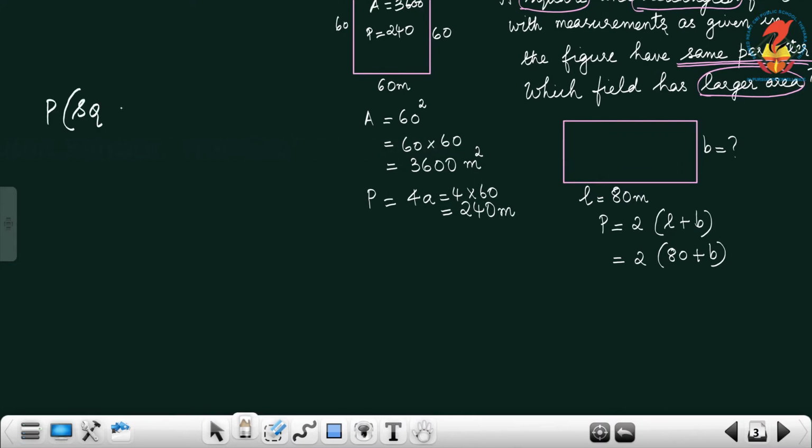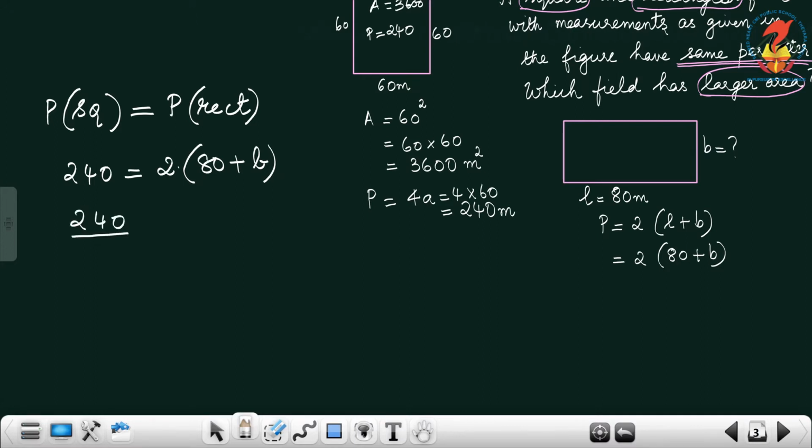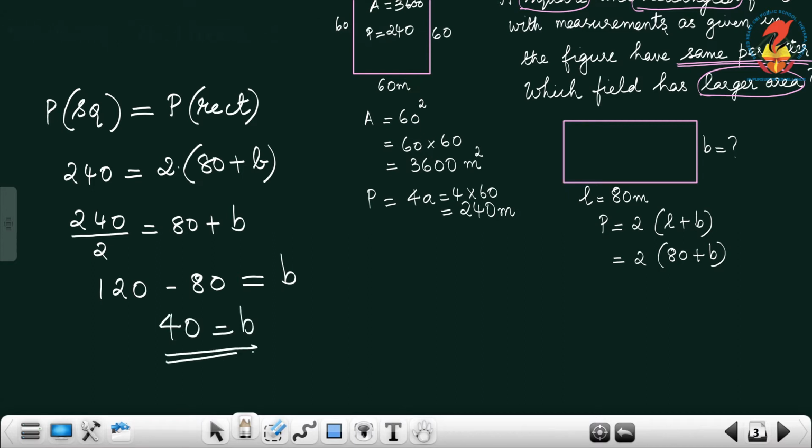Perimeter of the square is same as perimeter of the rectangle. What is the perimeter of the square that we found? 240 is equal to 2 into (80 plus B). This is multiplication. 2 comes to the other side, it will become division. 240 by 2, 120. 80 comes to the other side, you will get the breadth. 120 minus 80, breadth will be 40 meter.